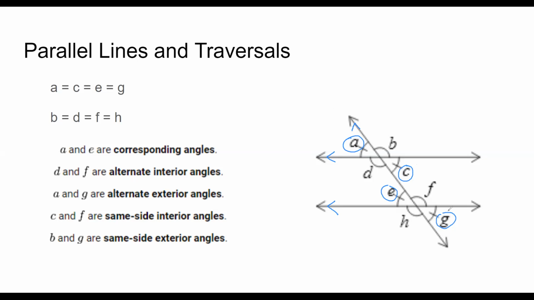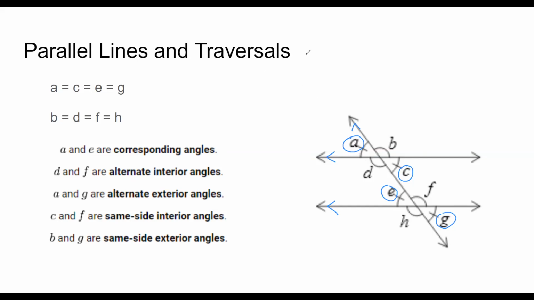And this is the terminology they use, like for A and G, they're called alternate exterior angles because they're on the exterior of the parallel lines and they're on opposite sides. But honestly, it's not too important to know what they're called. If you can tell which ones look the same, you should be good.